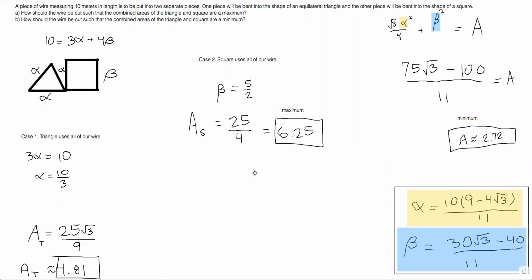And then for part B, they're asking about producing a minimum. So for part B, we can tell that our minimum value we get is when we make both shapes. We have a triangle and a square with these dimensions. So these two would need to be part of your answer. You would need to have alpha be this fixed value, and you would need to have beta be this fixed value as well in order to produce a minimum.